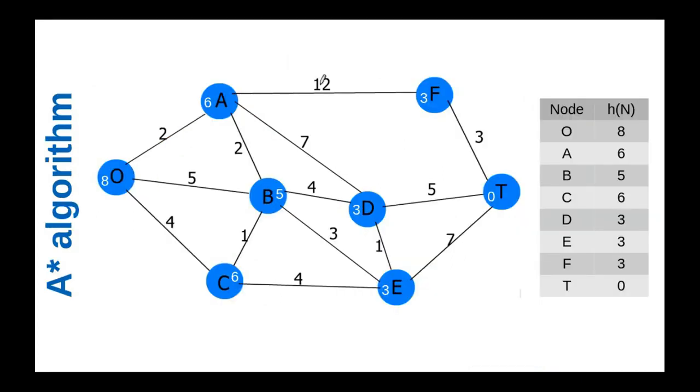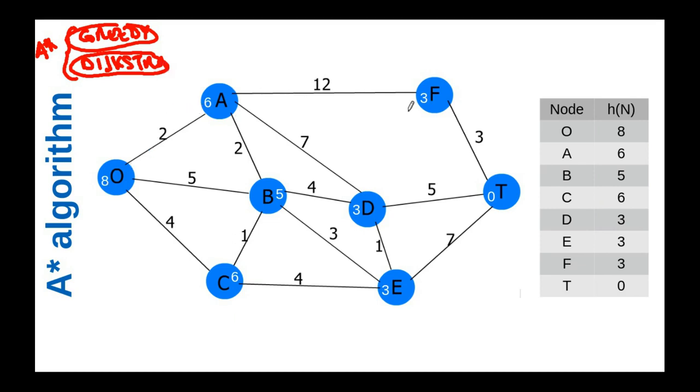The A-star algorithm can be considered as a mixture of the greedy algorithm and the Dijkstra algorithm. As you may remember, the greedy algorithm is so fast, but it's not optimal, while the Dijkstra algorithm is not fast, but it's optimal. So the A star will be like getting the best from both methods.